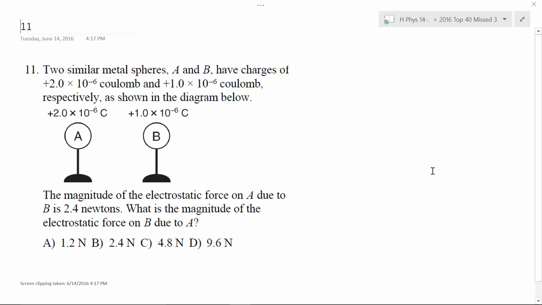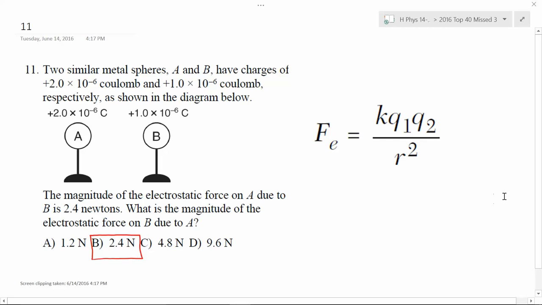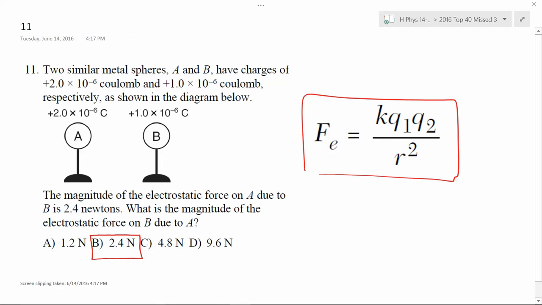Question 11. B. Most people want to jump to Coulomb's law, which will tell you the force between two charges. Notice it doesn't matter whether you're figuring the force of charge 2 on 1 or 1 on 2. You get the same answer. Put another way, the force of B on A is the same as the force of A on B. This is just Newton's third law.